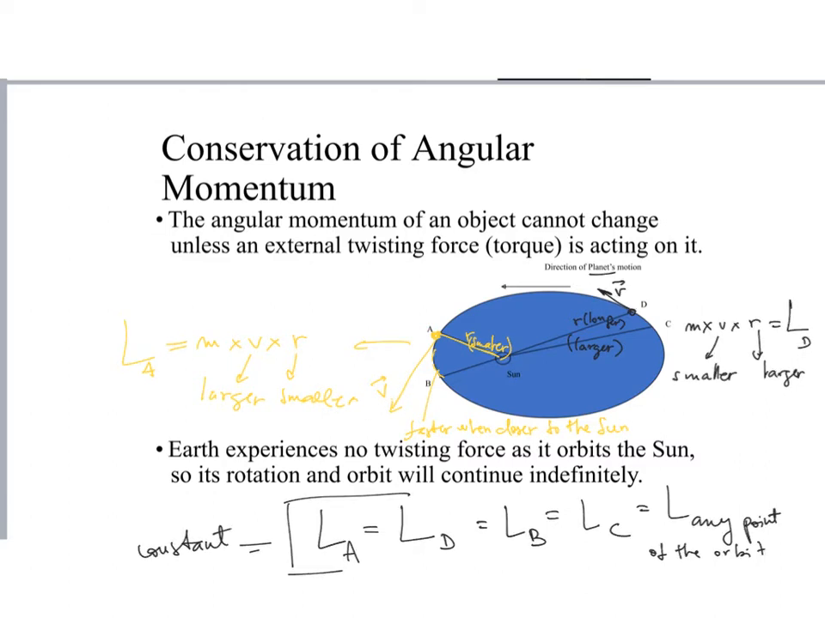Earth experiences no twisting force as it orbits the Sun, and the same goes for Mars or anything else that orbits the Sun. So its rotation and orbit will continue indefinitely.